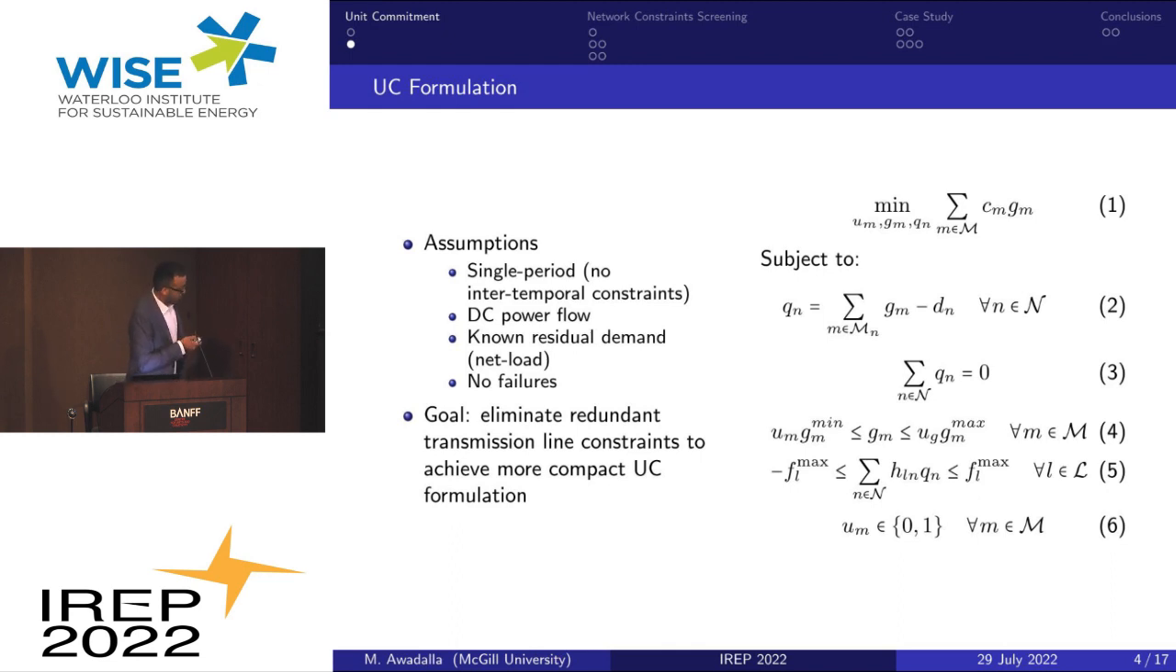So the goal in this work is this: in the unit commitment problem, these transmission constraints are the largest number of constraints you will see. So can we eliminate those constraints that don't affect the problem solution, so we can run the unit commitment in a more efficient and faster way?